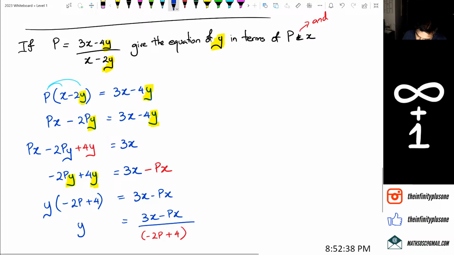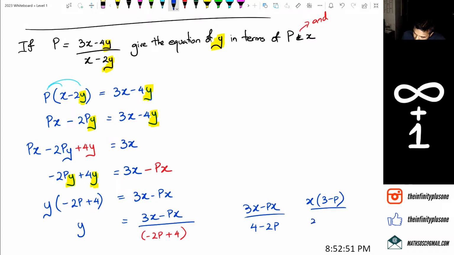Now you might have a different variation of this answer. You might have 3x minus px divided by 4 minus 2p. You might have x times 3 minus p over 2 minus 2 minus p. I don't know, did I make that 4 minus 2p? Yep, 2 minus 2p.